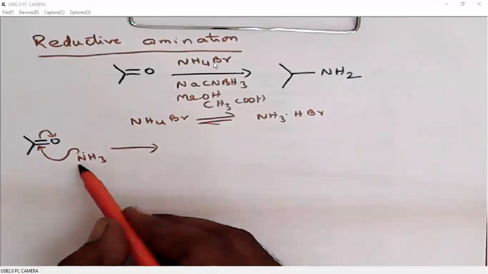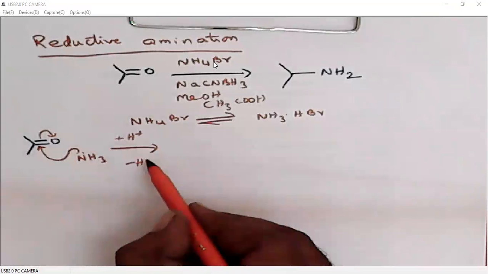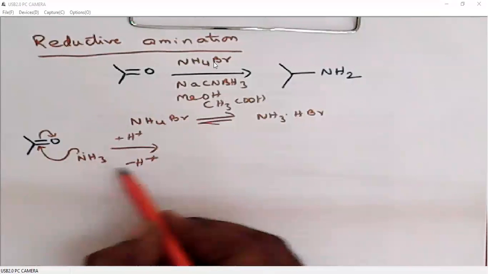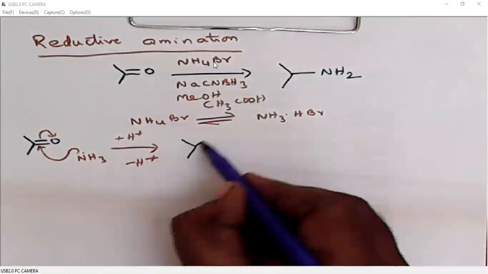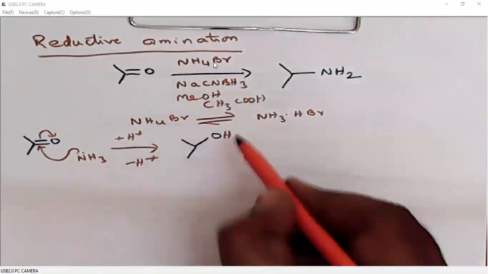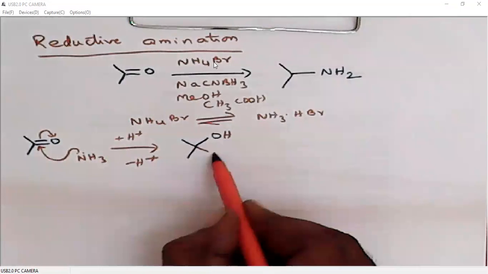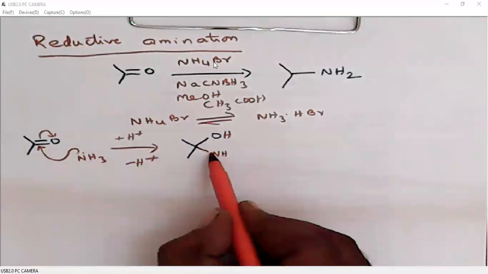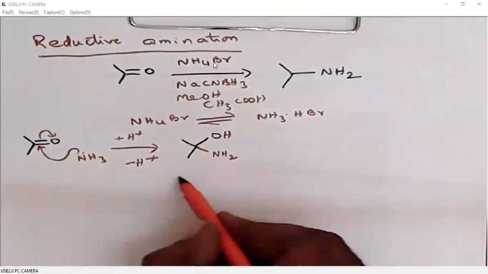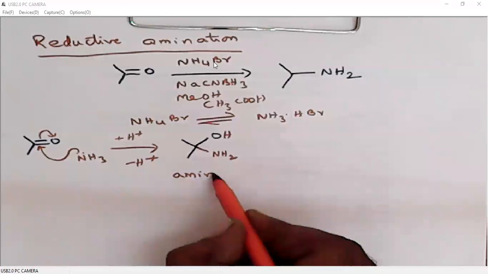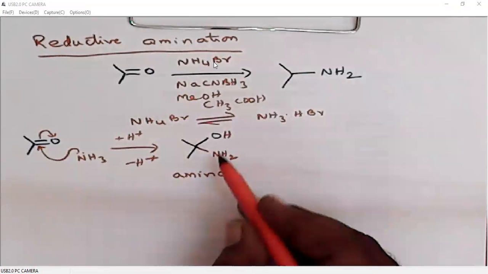So we can add a H plus to O minus, so it becomes OH. We can take out a proton from ammonia so that it becomes NH2. I'll write the corresponding product. When we add a H plus to O minus, it becomes alcohol. When we take out a proton from NH3 plus, it becomes NH2 and neutral. This is called aminol. Amine and alcohol are both in the same molecule, so it is called aminol.